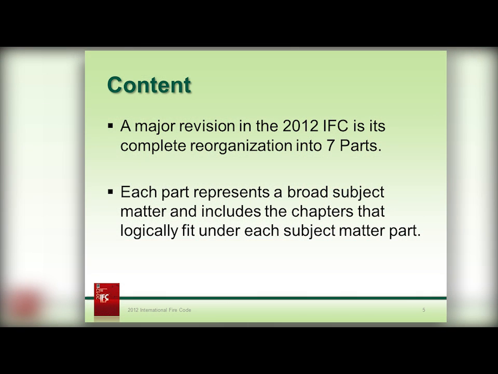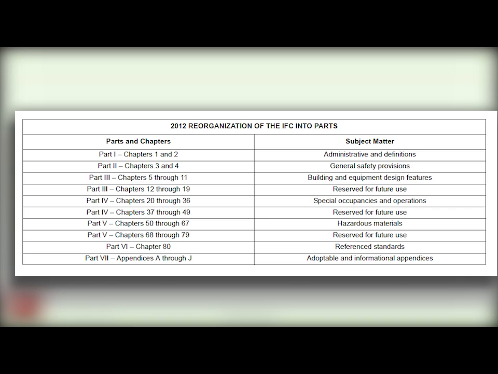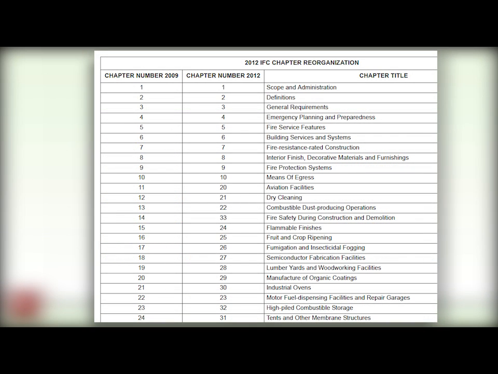One of the first things that you'll notice if you look at the 2012 IFC is that it has undergone a major revision and it is now reorganized into 7 different parts. And you'll see that the chapter numbers have changed significantly from the 2009. On page 2 of your student handout, you will see an explanation of, number 1, the different parts and the chapters that correlate to those parts of the new organized IFC. And then there is a chapter reorganization chart, which is very handy.